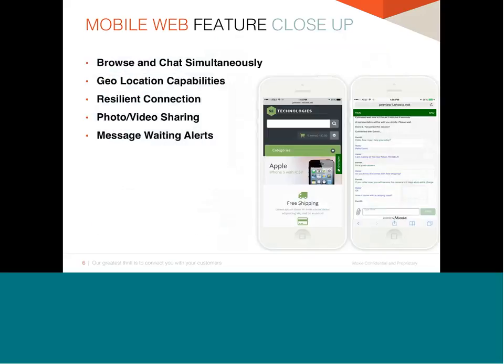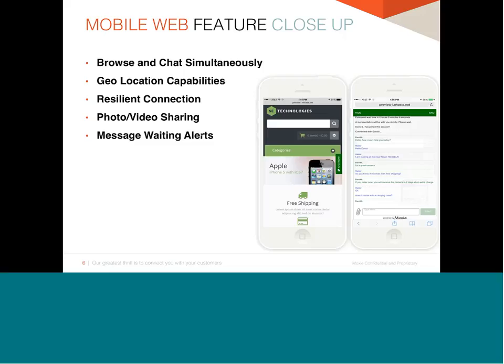Some of those additional key features, right? Being able to browse and chat simultaneously. One of the nice things within a mobile optimized context is an agent can push a link to a customer, and that link can help the person navigate. If they tap the link, it can take them to the page if the agent wants to show them something, without them having to navigate the menus on the site or type anything into the URL bar. The mobile optimized experience will take the person where they need to go.